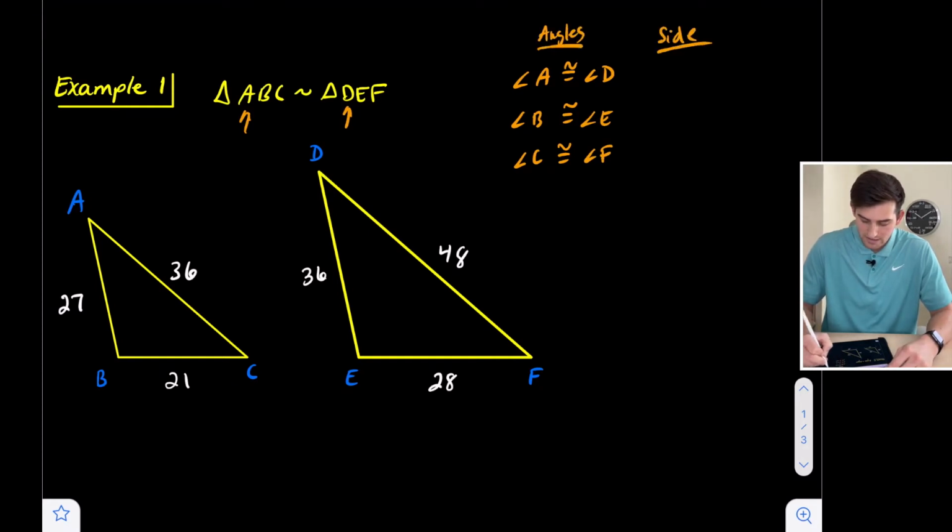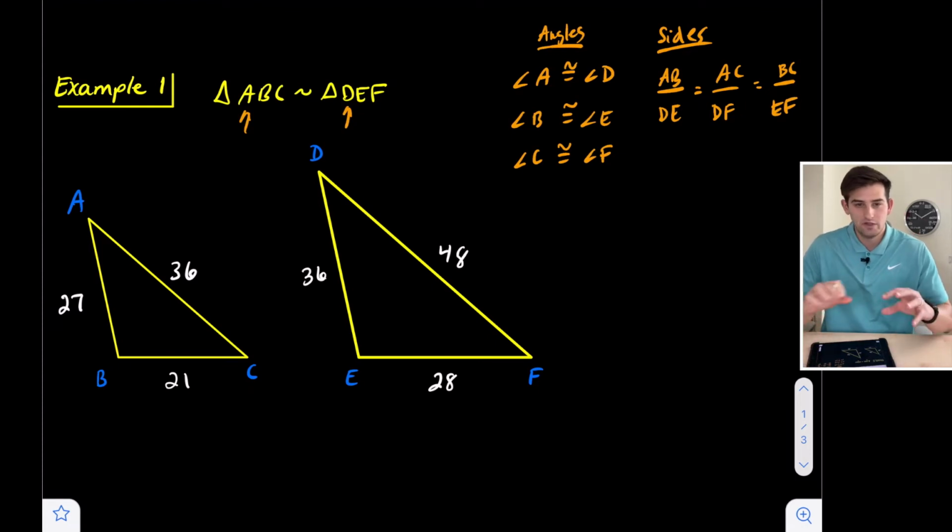Now let's talk about the sides. The sides are proportional. So we could say side AB over DE is equal to AC over DF, and the last one would be BC over EF. The order of those doesn't really matter, as long as we have corresponding sides in that same ratio.